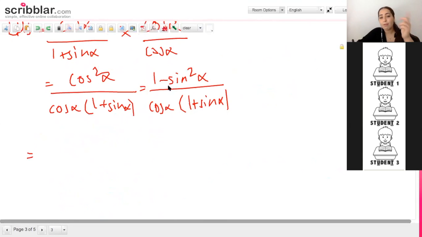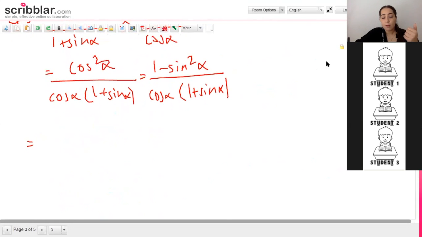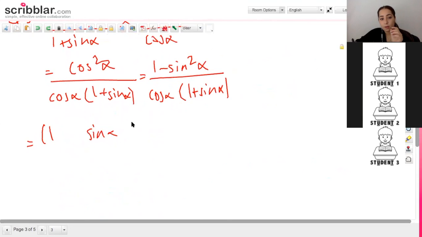But what about factorizing the top? How would you do that? No, you can't factorize sine. Can you factorize it? You can factorize it because it's a difference of two squares. Oh yeah, because 1 and sine squared theta, they're two different terms, aren't they? Yeah.